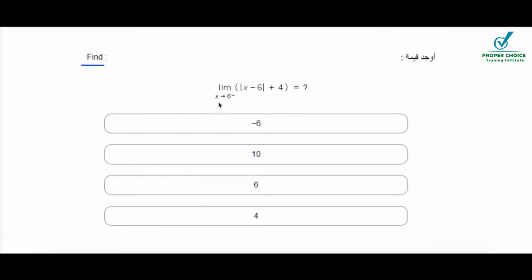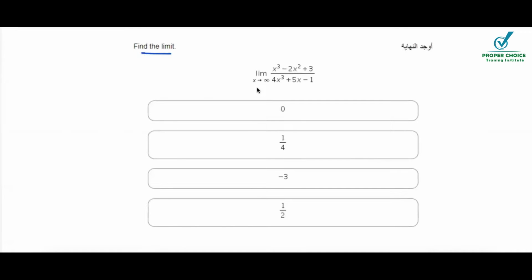Find the limit as x approaches 6 minus of absolute value of (x minus 6) plus 4. X approaches 6 minus is talking about approaching 6 from the left side, that is the left hand limit. While substituting, you can substitute 6 as it is, so it becomes absolute value of 6 minus 6 plus 4. 6 minus 6 is going to be 0, 0 plus 4, the result is going to be 4. So we go with the last choice.